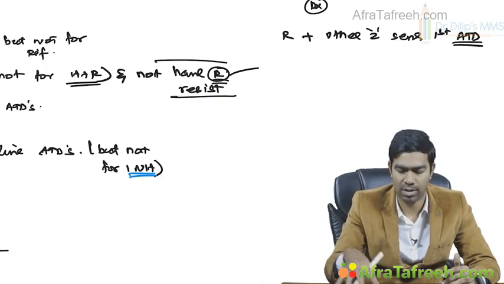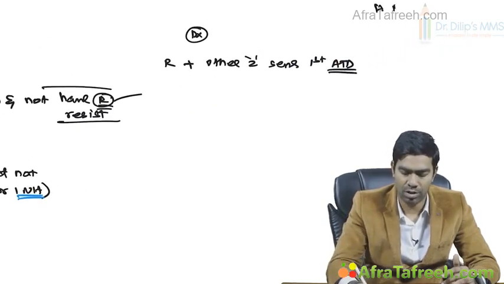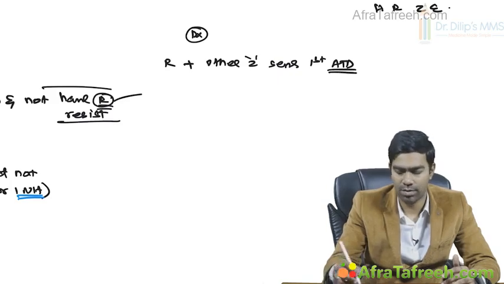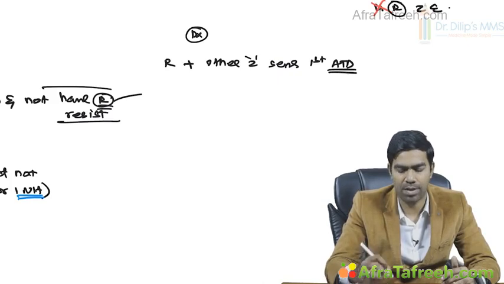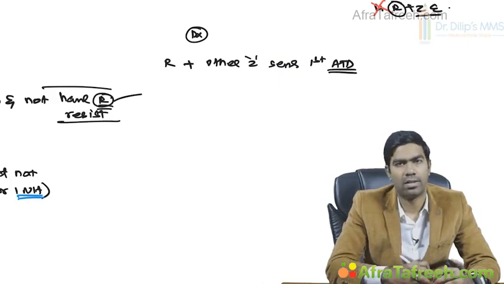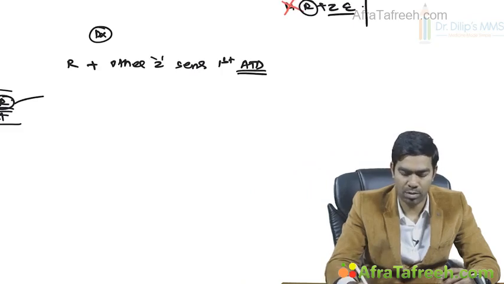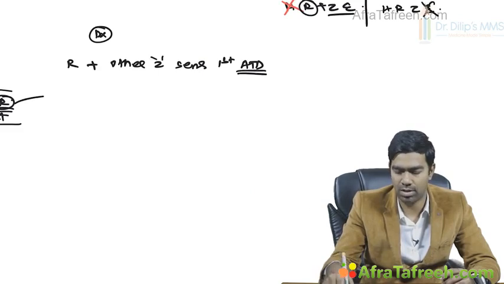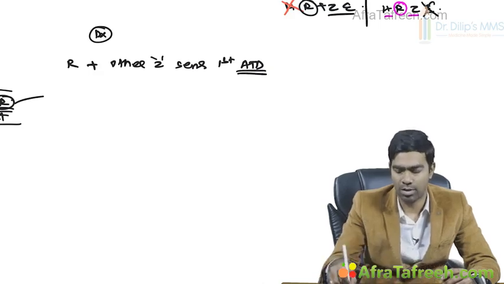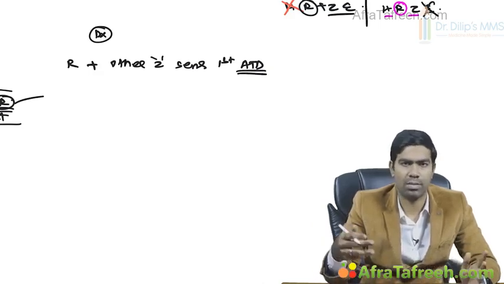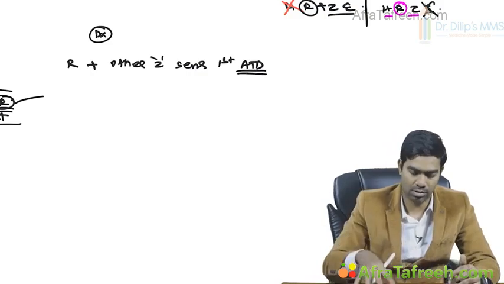For example, you have H, R, Z and E. Suppose, let us assume, isoniazid is resistant, then you can add rifampicin plus pyrazinamide and ethambutol. Or suppose you have H, R, Z and E and you have ethambutol resistance, then you can add rifampicin plus H and Z. So depending on what resistance you encounter, based on that you can add the other drugs.